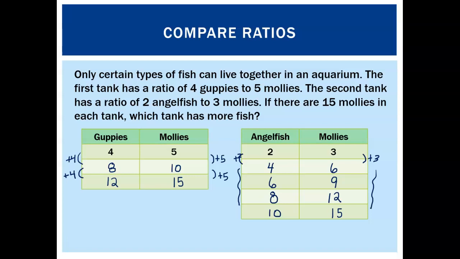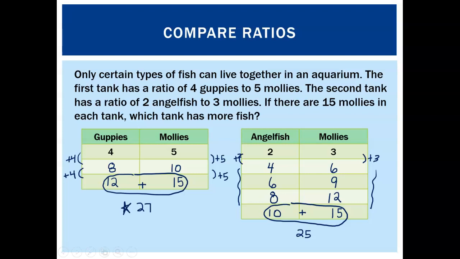Now let's answer the question. If there are 15 mollies in each tank, which tank has more fish? The first tank with guppies and mollies has a total of 27 fish. 12 plus 15 equals 27. The second tank that has angelfish and mollies has 25 fish. 10 plus 15 is 25. The tank containing the guppies and mollies has the most fish.